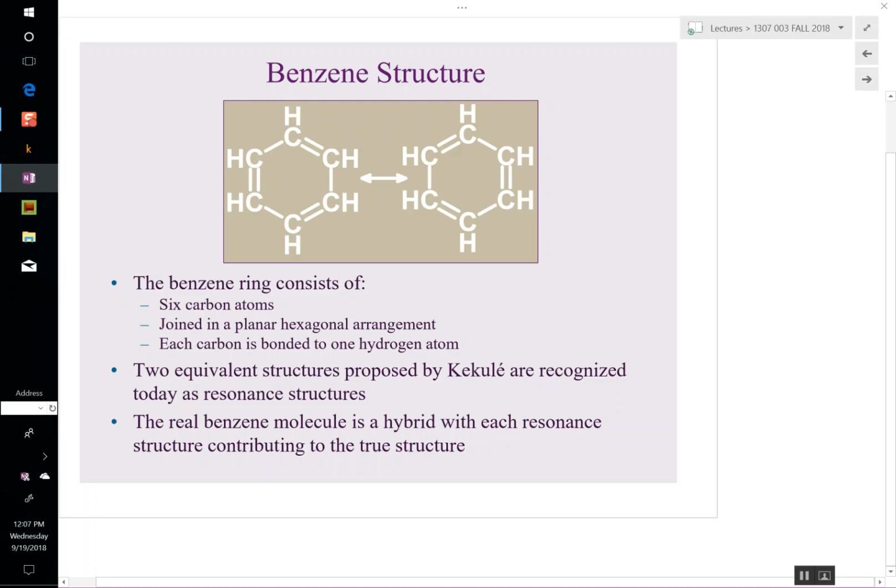I don't expect you to go into this. This is just showing that you could put the double bonds there, there, and there, or you could put them there, there, and there. These are resonance structures, two acceptable structures that are both options for drawing the structure of benzene.